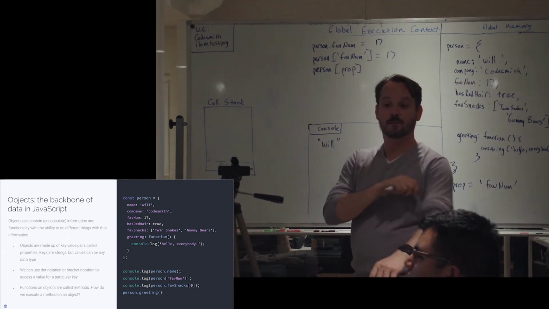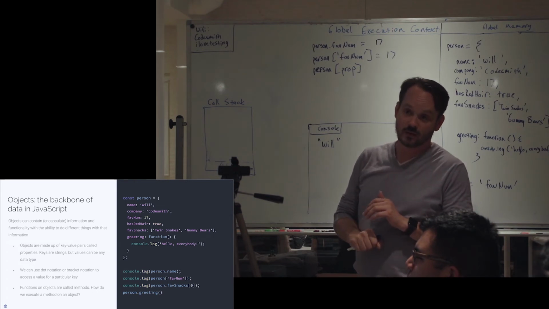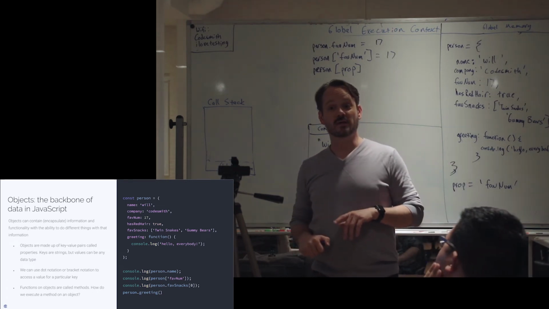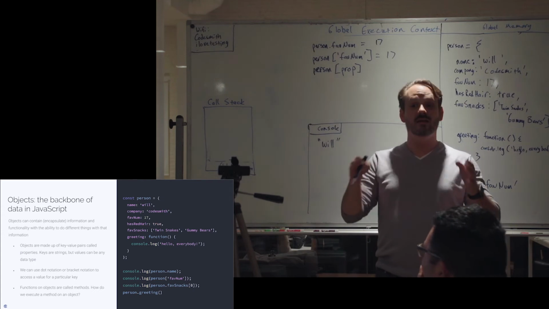Can we add a new key outside the object? Outside of the object? No. So key value pairs only live inside of an object.